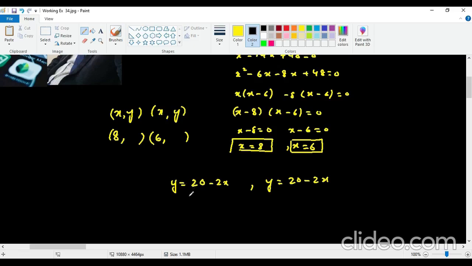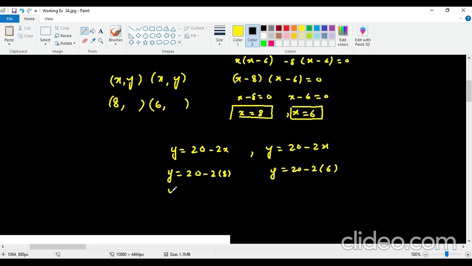Now first I'll put the value of 8. When x equals 8, what happens to y? And on this side I will put 6. So y equals 20 minus 2 times 6. I'm taking the value of x as 8 for one and 6 for the other. So y equals 20 minus 16, and here y equals 20 minus 12. 20 minus 16 is going to give us 4, which I will write for when x is 8. And y equals 20 minus 12 is going to be 8.